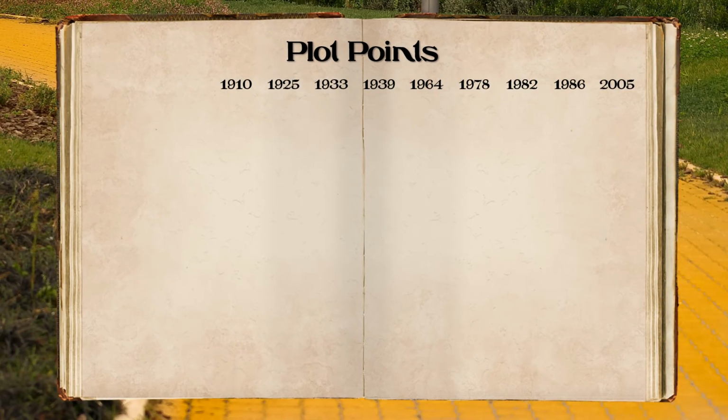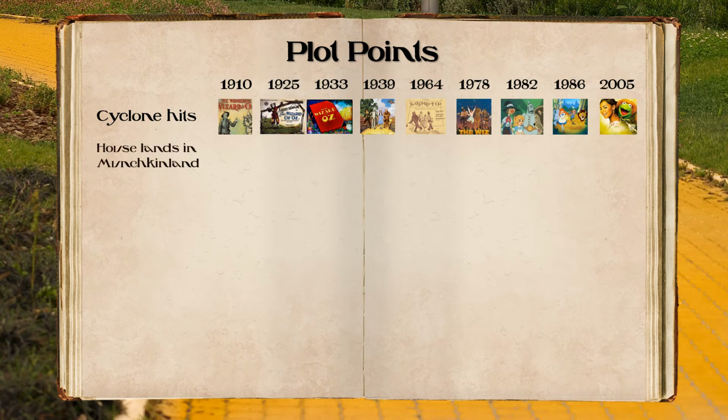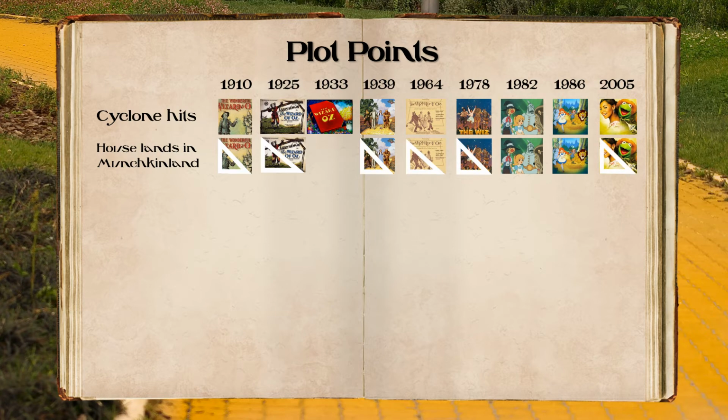Plot points. The cyclone that carries Dorothy and others to Oz hits in every version, though in 1978 it's a snow cyclone. Dorothy lands in Munchkinland in Oz in every version except 1933, though in varying ways and locations. In 1910, she and others are carried off in a haystack. In 1925, it's a barn.